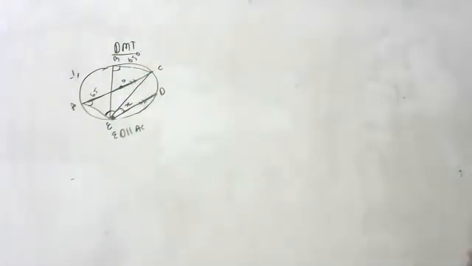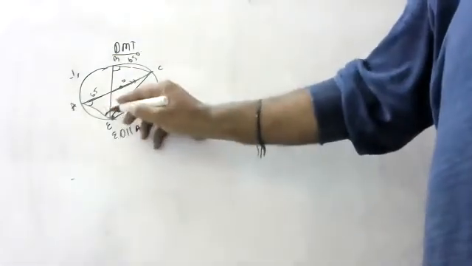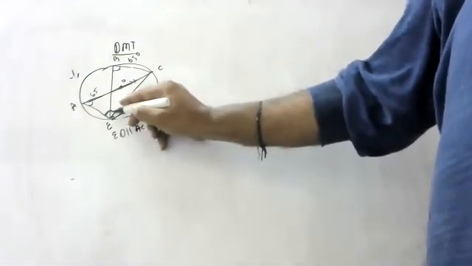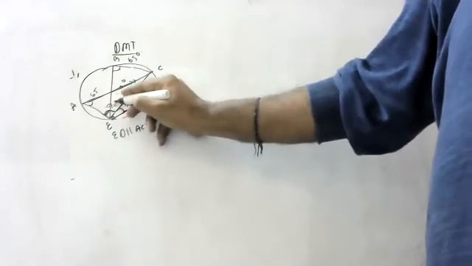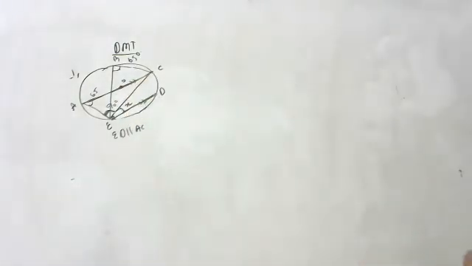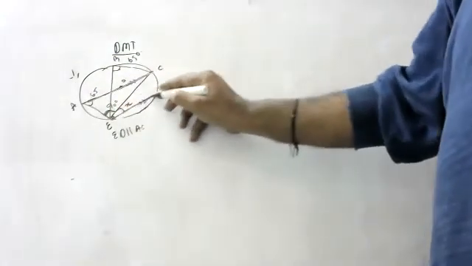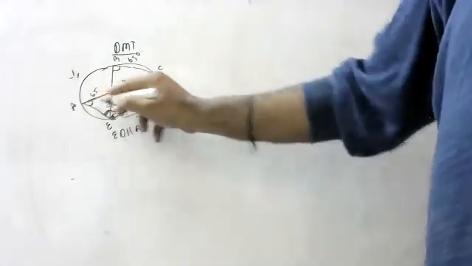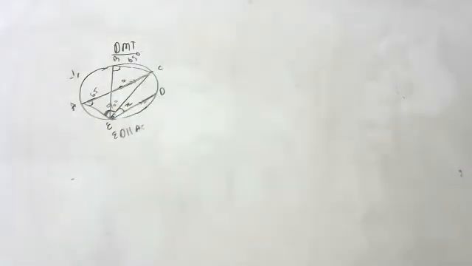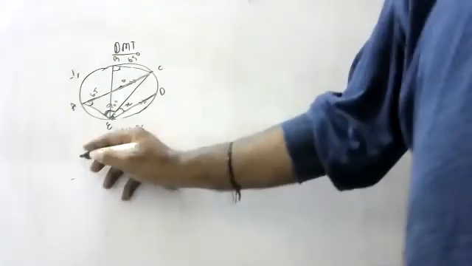No, no, what will be this angle? Only this angle. Anyone? 90 degrees. Why? Angle in a semicircle is 90 degrees. Now, children, this and this are parallel lines. So co-interior angles are supplementary. So how will you write, children?